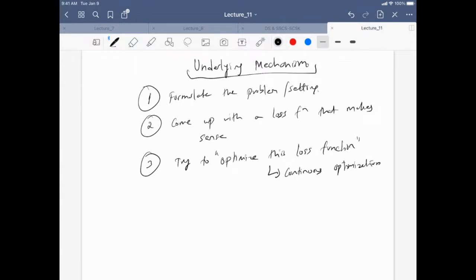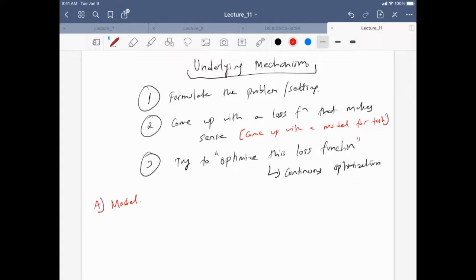Obviously, when you talk about coming up with a loss function, there's an implicit step over here that you also need to come up with a model for the task. So essentially, there are two things over here. The model that you care about is essentially learning a hypothesis function.